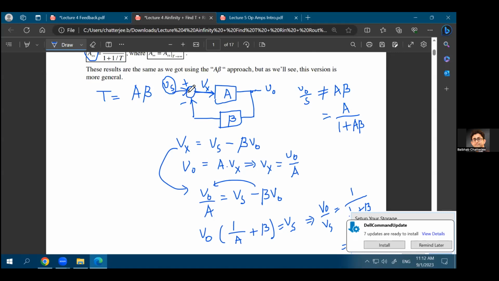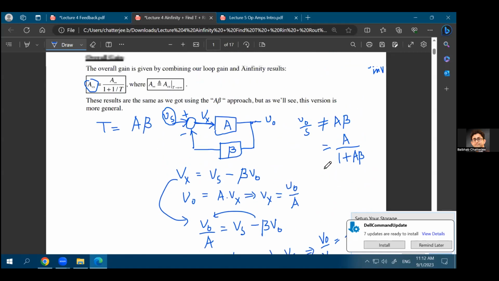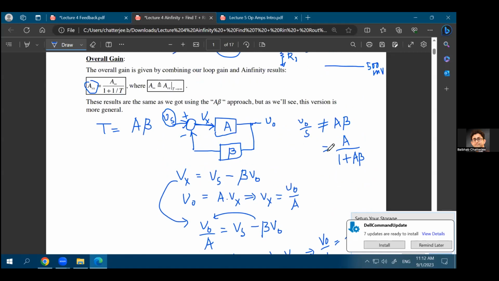If it were a positive feedback system, if both of these were plus, so instead of a subtractor, if you had an adder, then you would have started with Vx equal to Vs plus beta times V naught. That's what will happen for a positive feedback system. And eventually your equation will become A divided by 1 minus A beta. But for a negative feedback system, it's A divided by 1 plus A beta. Just remember that. So this is your V naught over Vs.